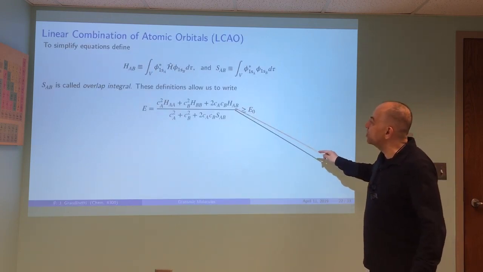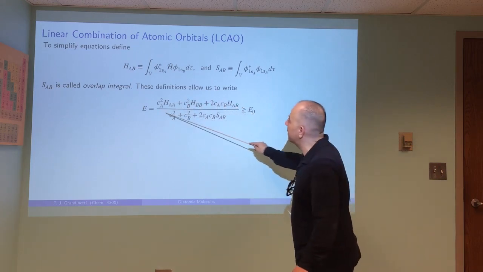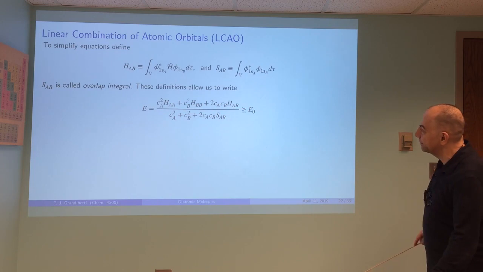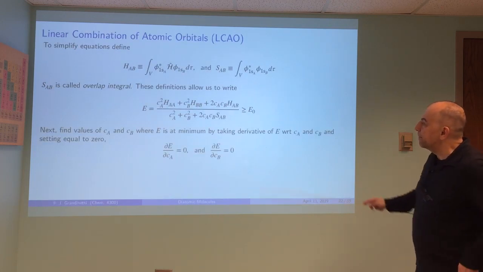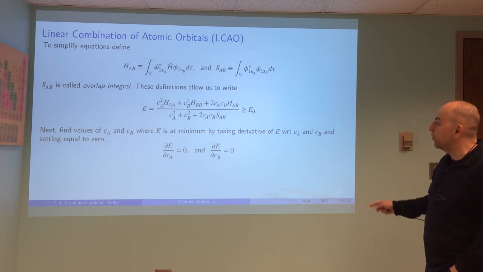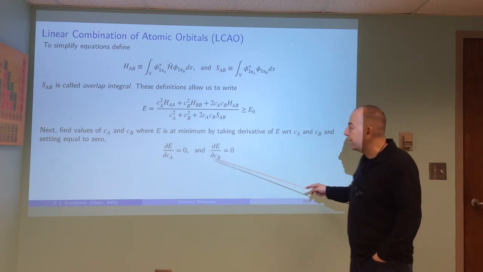If we make these definitions, then we can rewrite that expression from before in a shorter form, which looks like this. Now, what we need to do is find out where the energy is a minimum. So we need to take the derivative with respect to our variational parameters.